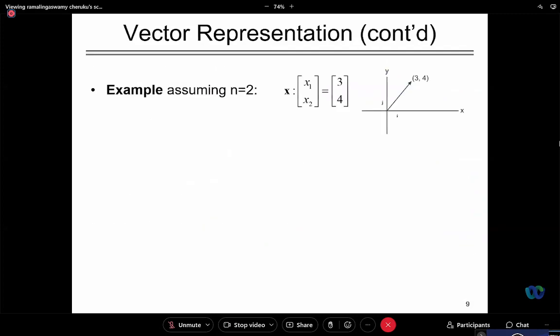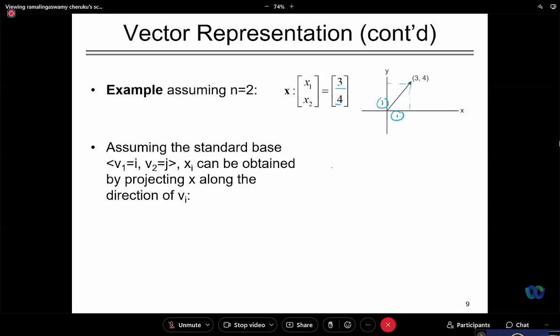Now let us take one example so you can understand the calculation. Let us take a two-dimensional case where x is represented as 3 comma 4. The basis vectors are i comma j, and this is 3 comma 4. This is 3, this is 4, right? Assume the standard basis vectors; instead of v1 I am taking i and instead of v2 I am taking j.